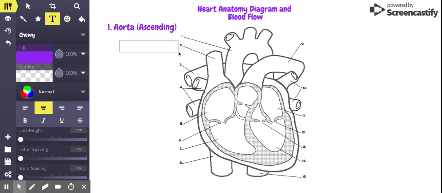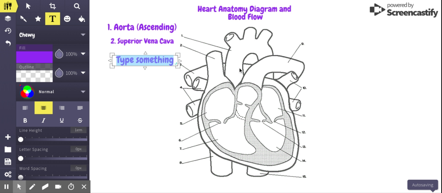Next up, this is considered the superior vena cava. So let me get number 2 up here. Superior vena cava. This is a vein, and that's going to bring deoxygenated blood back to the heart, especially up from the head and the neck and the arms.